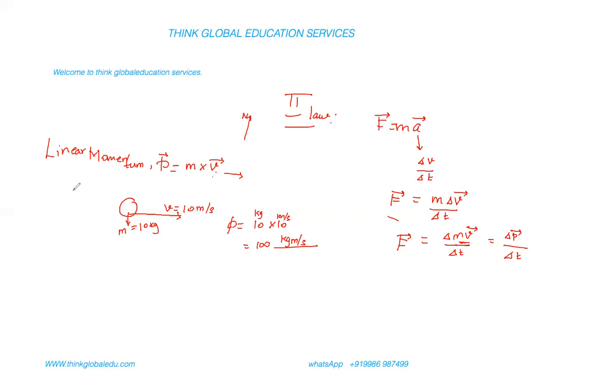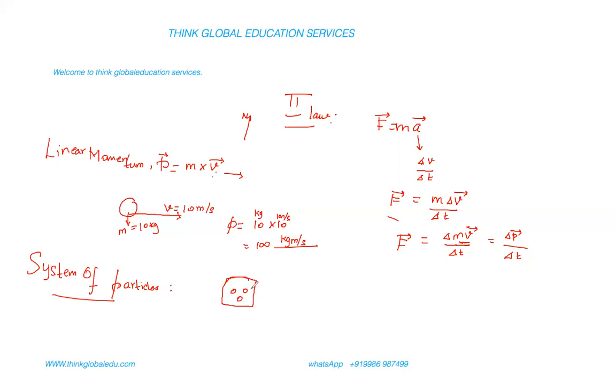Now we can discuss linear momentum in a system of particles, or momentum in a system of particles. So we have discussed the momentum of an object. Now what if we had more than one object as a system? That means, let's consider this is a box, and in this box there are many different objects.